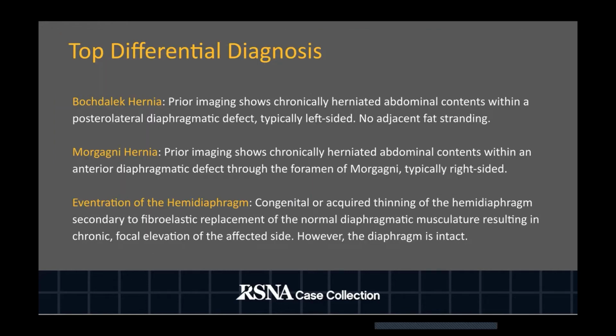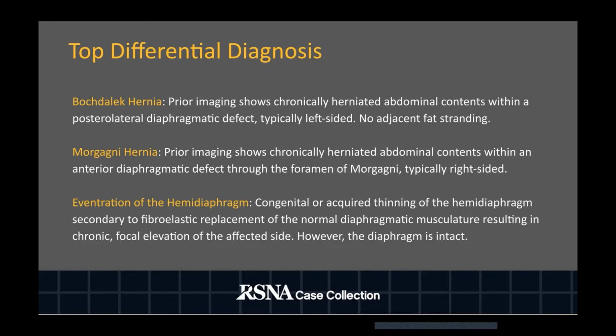The top differential diagnoses for this case include Bochdalek hernia, Morgagni hernia, and eventration of the hemidiaphragm. In the case of a Bochdalek hernia, prior imaging shows chronically herniated abdominal contents within a posterior lateral diaphragmatic defect, typically on the left and without adjacent fat stranding. A Morgagni hernia would have a similar chronic appearing defect. However, it is usually located in the anterior diaphragm through the foramen of Morgagni and on the right side.